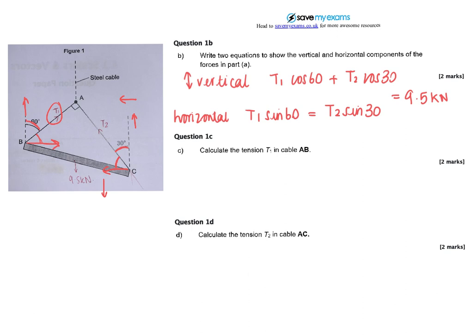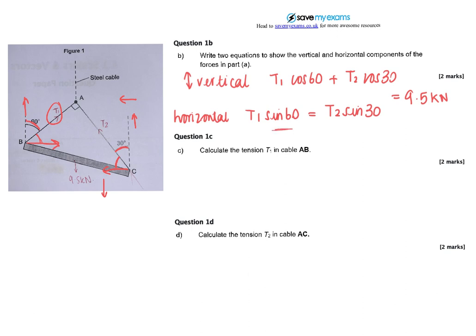We are going to use that to calculate the tension T1 in cable AB. And we're going to use simultaneous equations to do that. So the first thing you need to realise is that sine 60, sine 30, cos 60, cos 30, you can just type them into your calculators and they will give you numbers. Once you do that, this seems a lot easier.